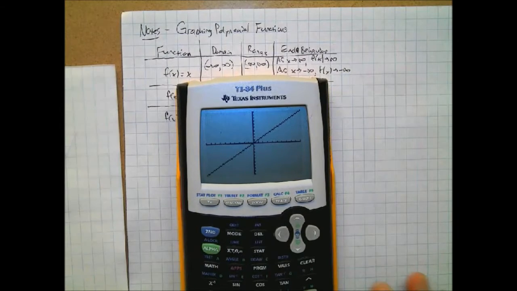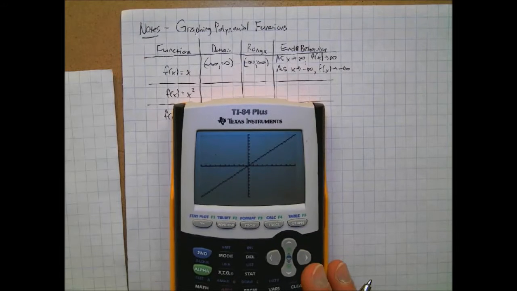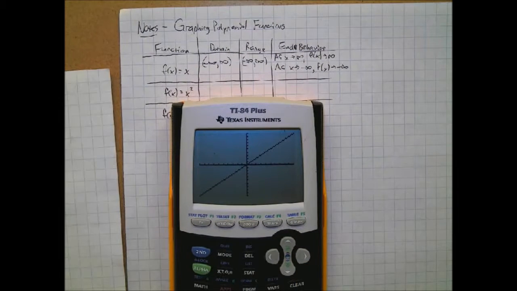Okay. All right, so far so good? That's your basic properties of a first degree or linear polynomial. All right, I'm going to change my graph up.